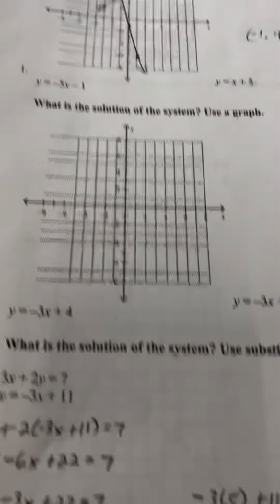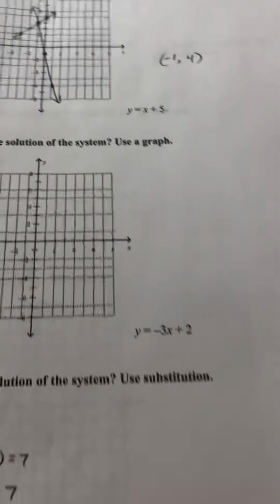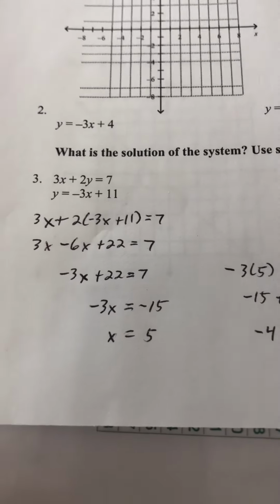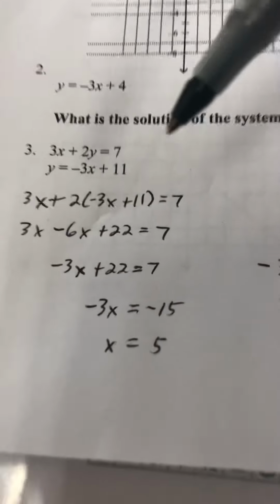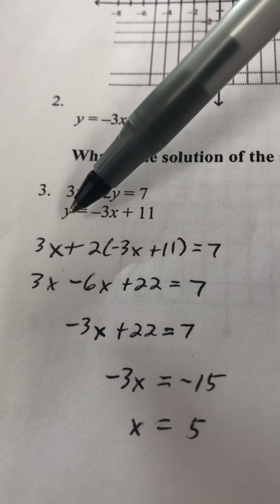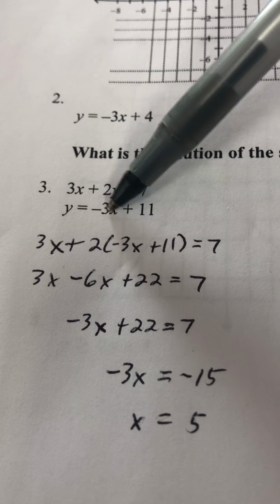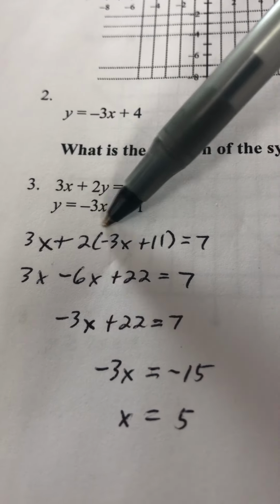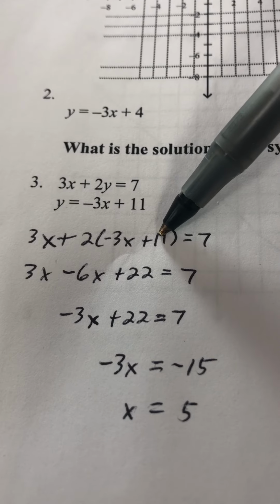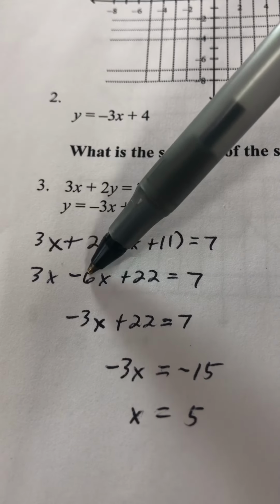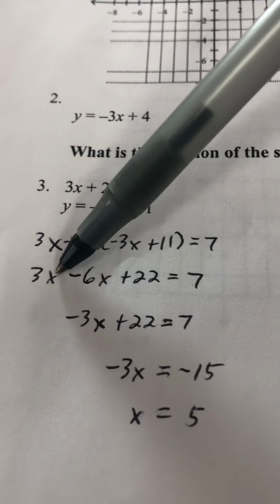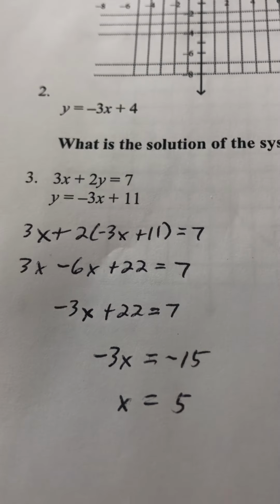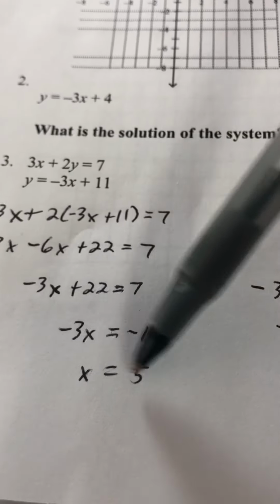Try 2, you're basically doing the same thing. Number 3, what is the solution of the system? Use substitution. You can see here I substituted in for y this value, negative 3x plus 11. I put that in for y right here. So then I use the distributive property. And I went ahead and combined my like terms, and I got x, the variable, by itself on one side, and I got x equals 5.